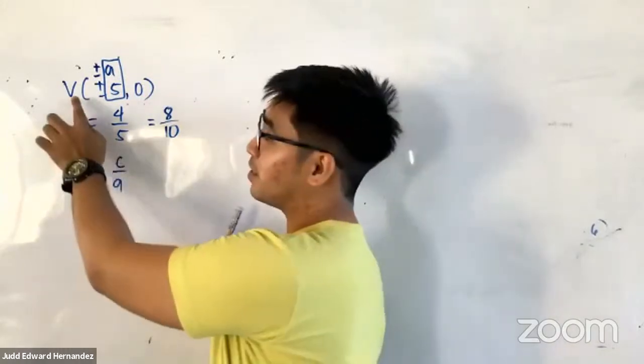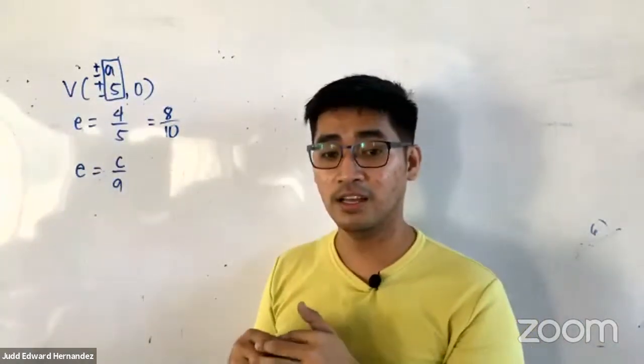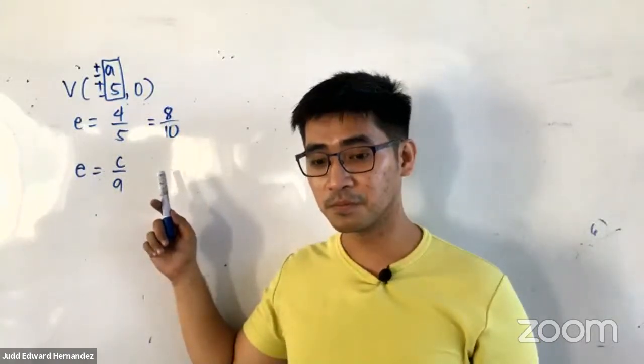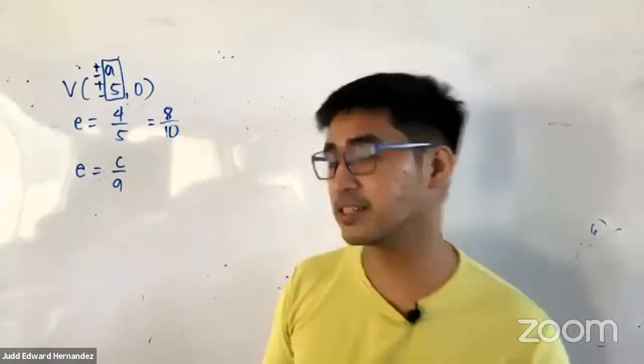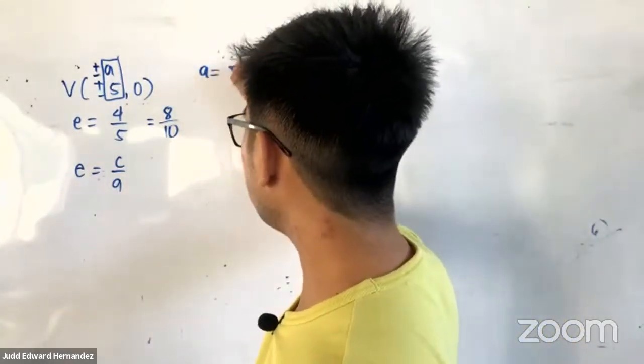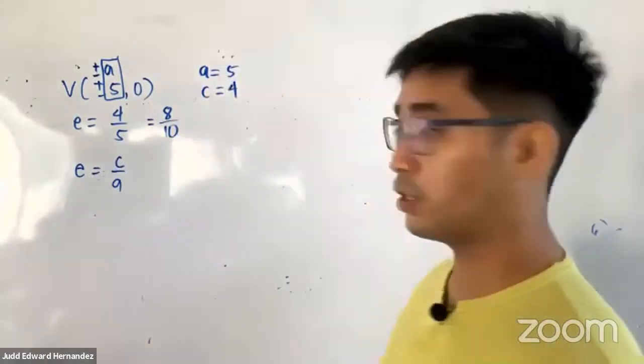Yes or no? Since we are given the vertices plus minus 5, we know right away that it is A. Okay, the eccentricity is correct. Yes or no? Yes po, correct. Therefore, we could finally say that A is equal to 5 and that C is equal to 4.